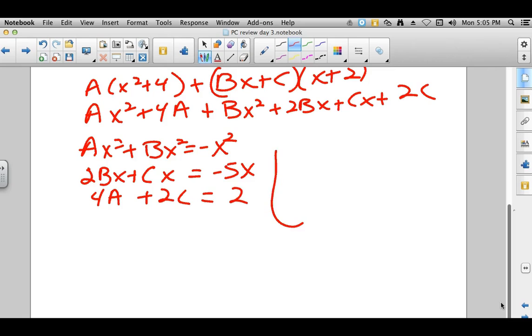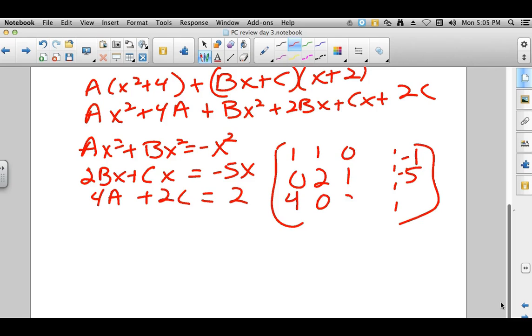So this would make a nice matrix that you could just do reduced row echelon form on. We've got 1 A, 1 B, 0 C to give us negative 1. Then we have 0 A's, 2 B's, 1 C to give us a negative 5. And then we have 4 A's, 0 B's, 2 C's to give us a 2. So you could plop that one into the calculator and do reduced row echelon form.